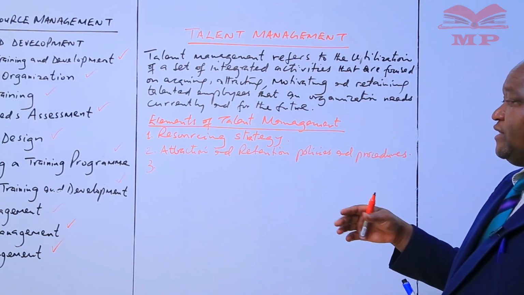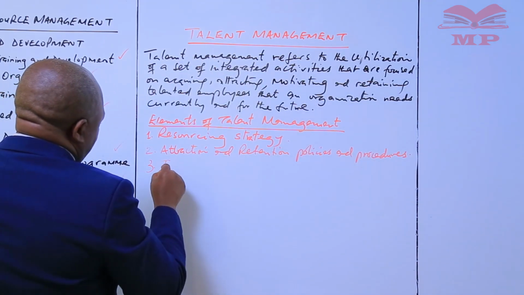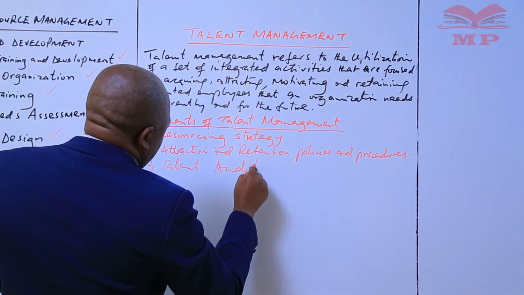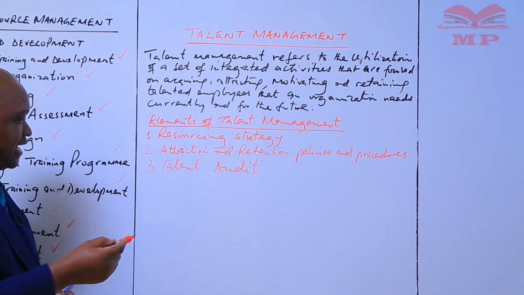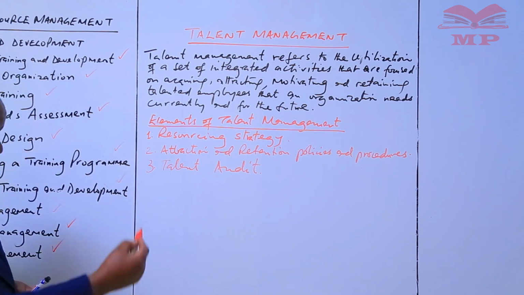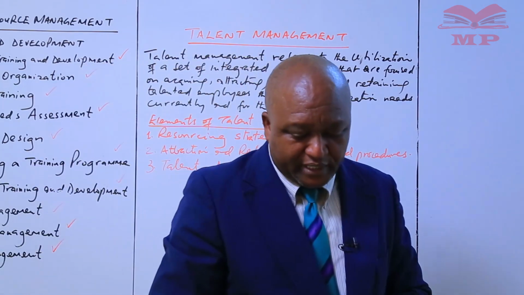And then number 3, another element of talent management, there is the aspect of talent audit. So talent audit means the organization has to do an internal and external audit to find out what talents that organization has, so that they can develop those particular talents.